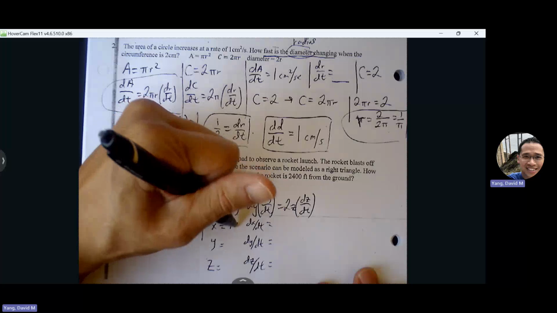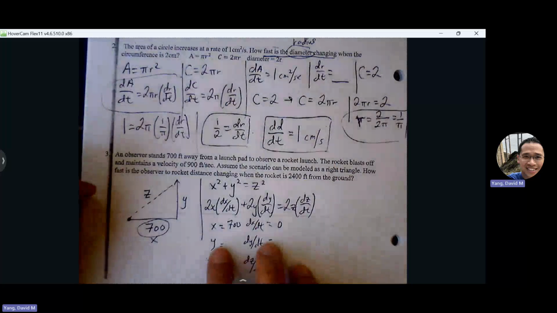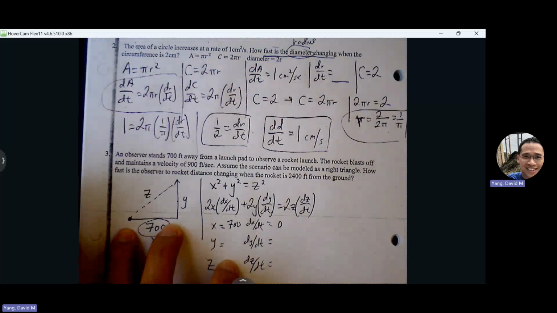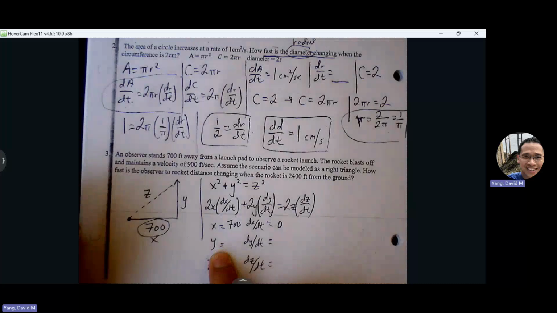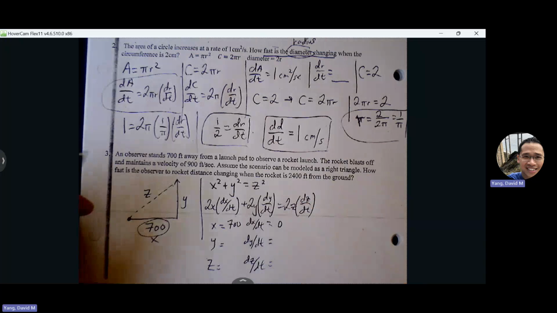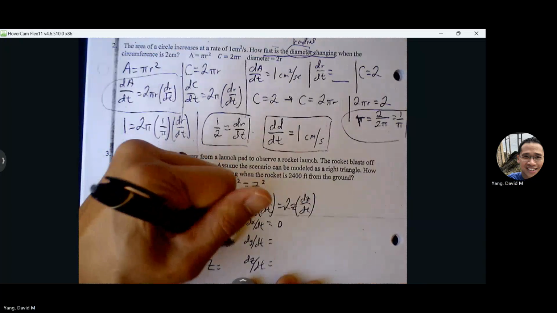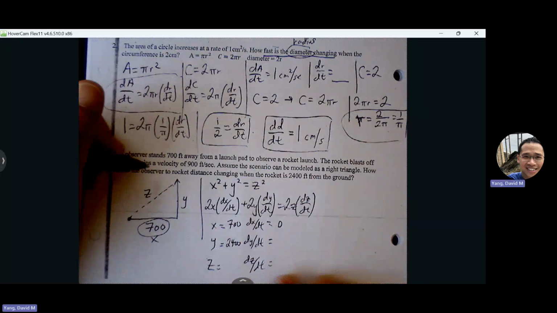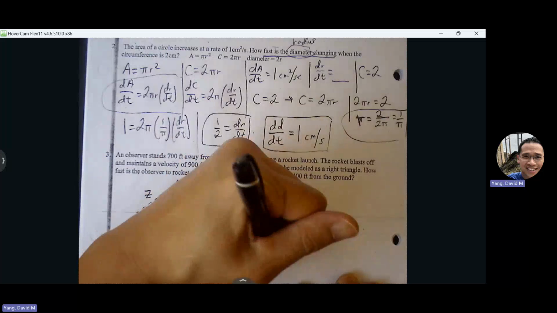So x is 700. We know dx/dt is 0, right? That this length is never changing. y is 2,400 when the rocket is 2,400 feet from the ground, so that vertical distance. And then we're looking for dz/dt.